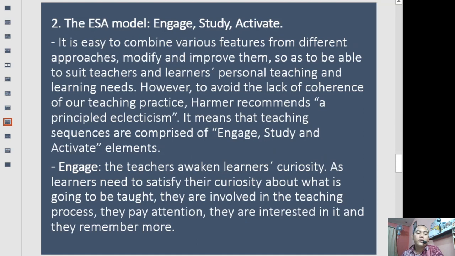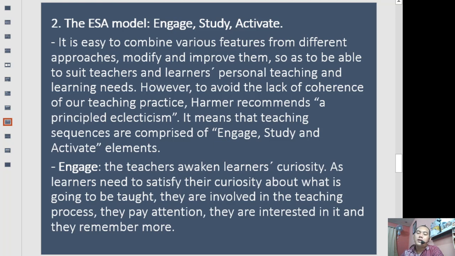Number two, Jeremy Harmer proposed a different three-stage model, the ESA model: engage, study, and activate. It is not necessary to adopt a certain approach as a whole. It is easy to combine various features from different approaches, modify and improve them so as to suit teachers' and learners' personal teaching and learning needs. It means that teaching sequences are comprised of engage, study, and activate elements.